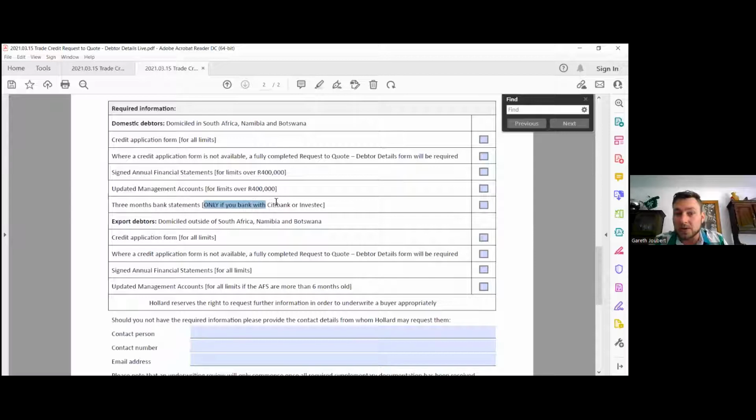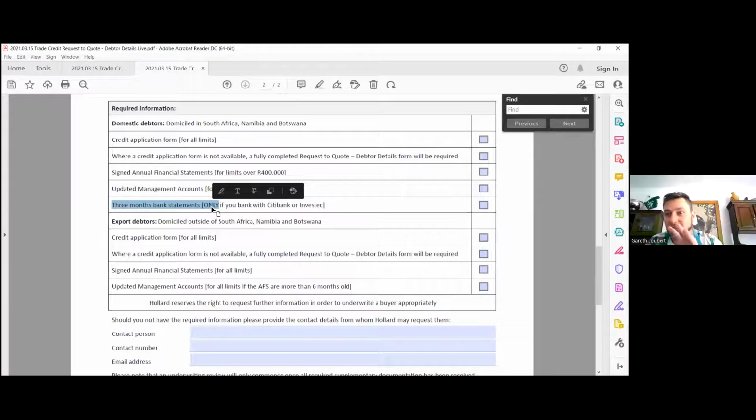If you bank with Citibank and Investec, they were the first 2 banks that didn't provide bank codes. F&B has now joined the field here. And as mentioned, if we can get the bank statements, that's great. We do look at them. So it's not a case of us requesting stuff that we don't look at, right? We've requested a credit application form or this one.